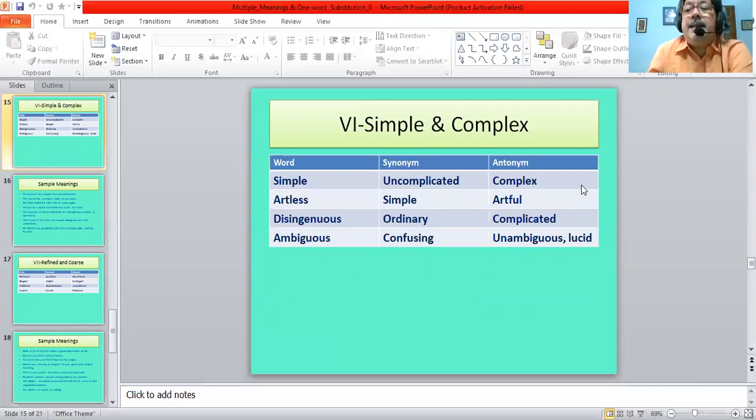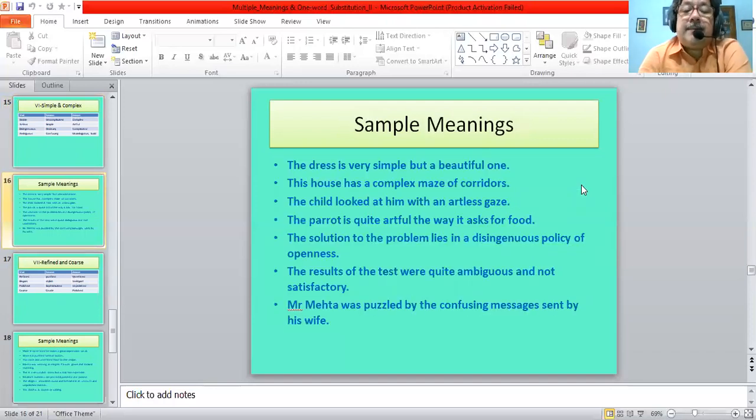Now let us look at some sample sentences to better understand the meaning. The dress is very simple but a beautiful one. So it's simple but beautiful. This house has a complex maze of corridors. So it has got a confusing labyrinth of corridors. The child looked at him with an artless gaze. So only a child can look at somebody with a gaze that is so totally artless or so simple.